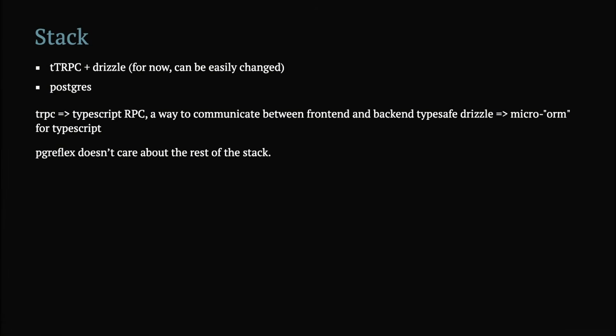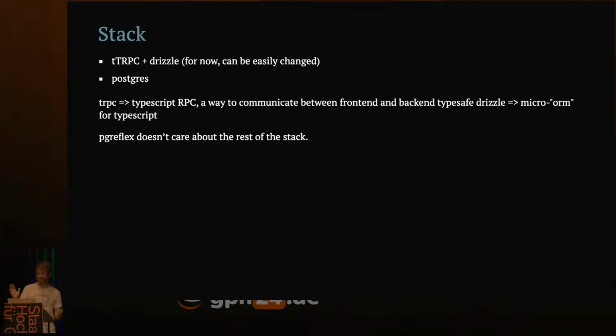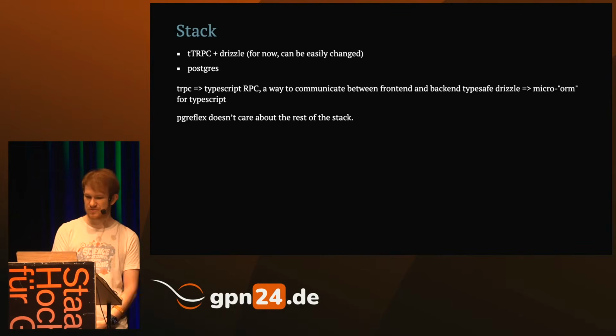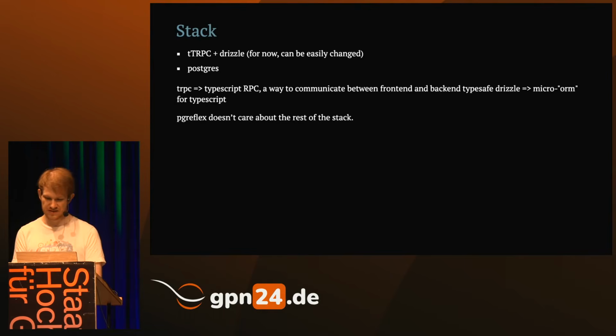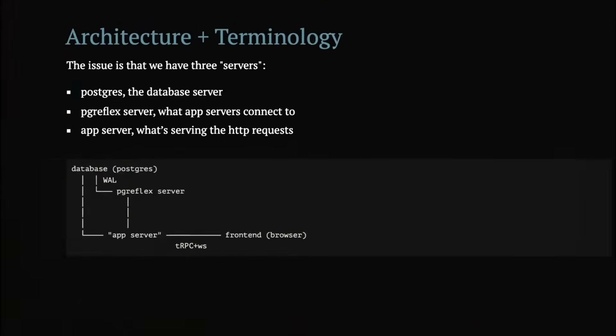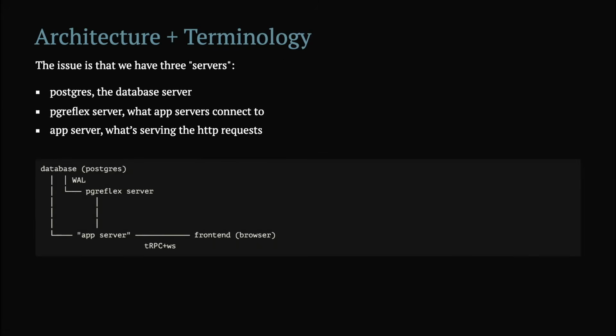So what did I do? I chose the stack that I use in my day-to-day job, which is tRPC, a framework for making a type-safe connection between your front end and back end if both are TypeScript. And I'm going to use Drizzle as the SQL framework, which is a tiny ORM for TypeScript. And I'm going to use Postgres because Postgres is the best database. Fight me. And that is the stack. How does it work?